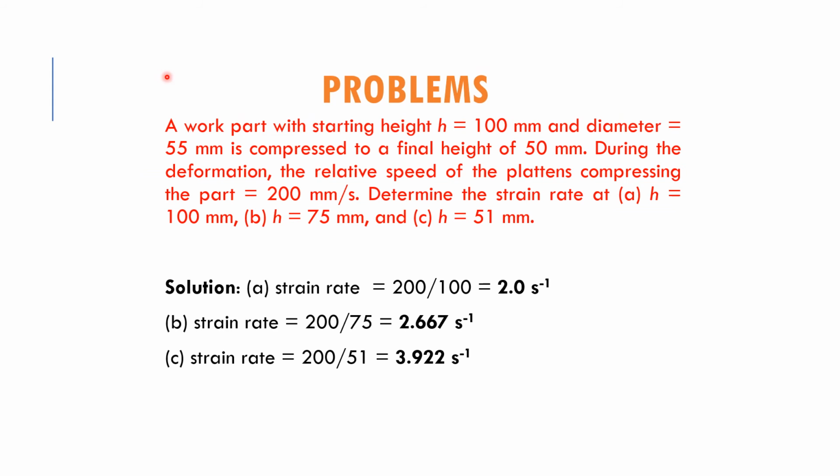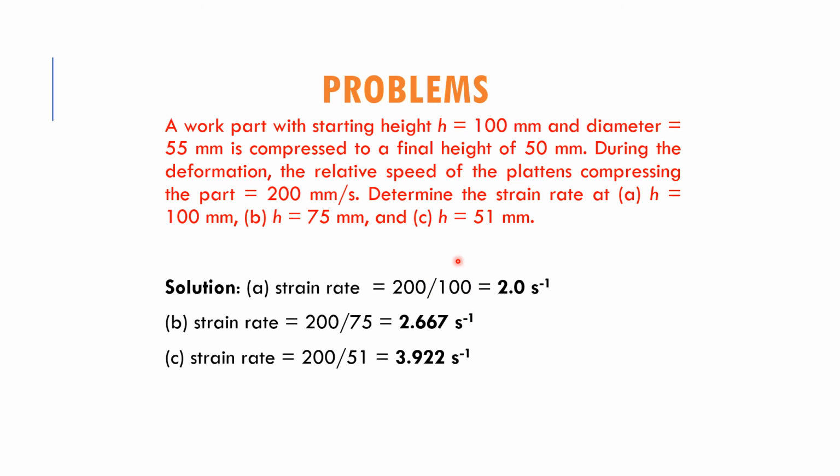Now let us see the calculation for the strain rate. A work part with a starting height of 100 mm and diameter equal to 55 mm is compressed to a final height of 50 mm. During the deformation, the relative speed of the platens compressing the part is equal to 200 mm per second. Determine the strain rate at h equal to 100, h equal to 75, and h equal to 51 mm. As we know, the strain rate is calculated by v over h. V is given as 200, and the only value we are changing is h.